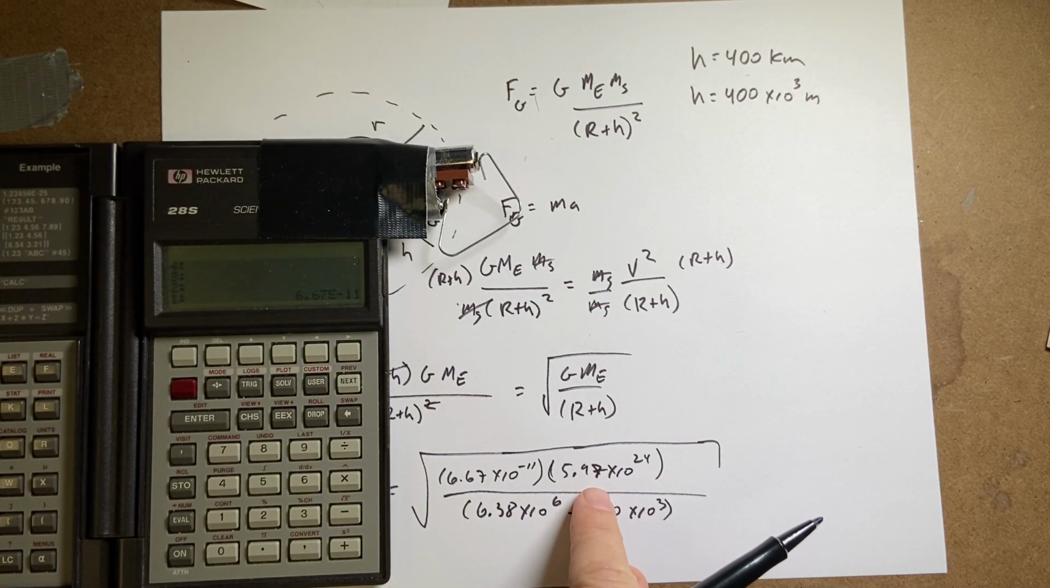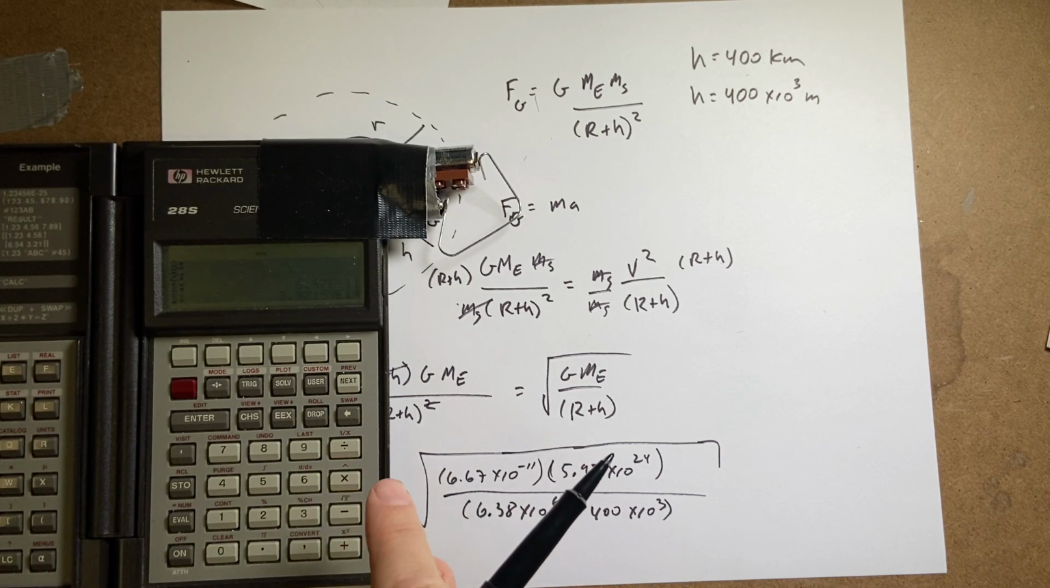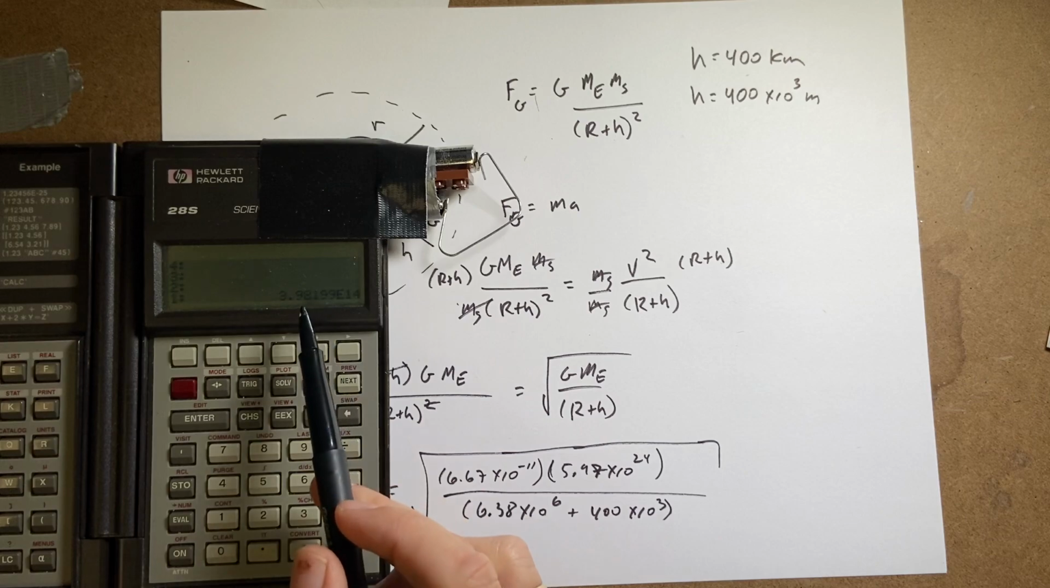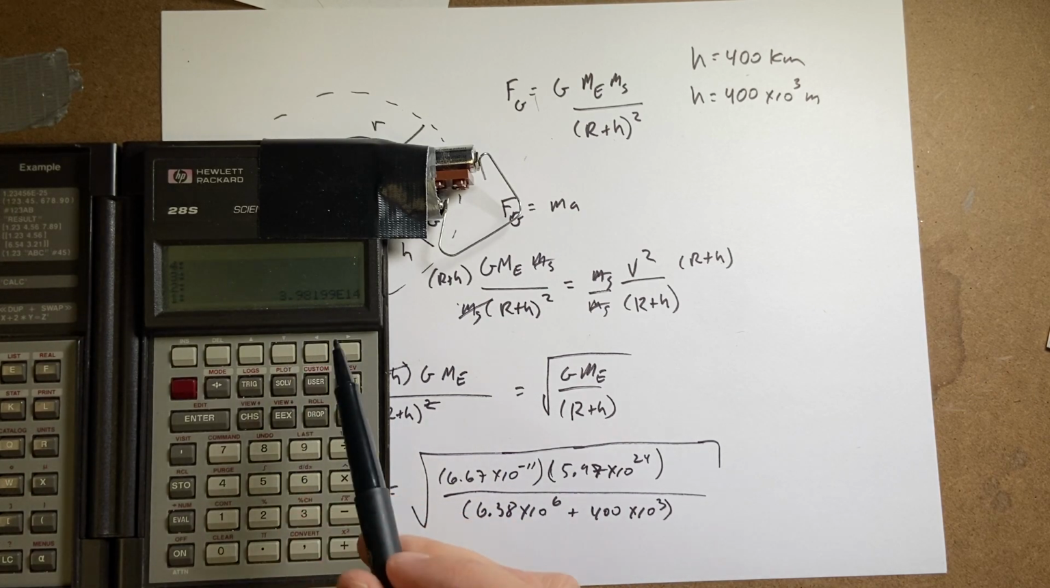Now I'm going to multiply it by this, so I need to enter that one in. 5.97 times 10 to the 24th. I could say enter, or I could just say times. And then it's going to return the result of these two in my first stack right there. Okay, so this number is that times that.